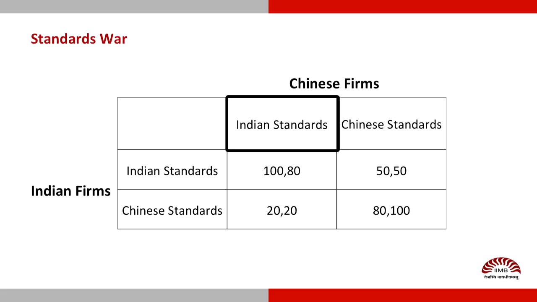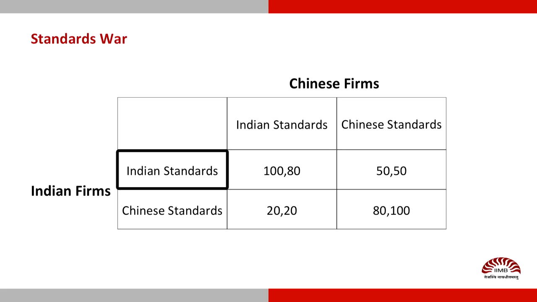What about both of them adopting Indian standards? Now, suppose the two sets of firms find themselves in a situation where they have adopted Indian standards. Would either set of firms want to move away from this particular situation? Let's check. Suppose the Chinese firms have adopted the Indian standards. What would the Indians want to do? They would like to be where they are with Indian standards. Suppose the Indian firms choose the Indian standard, and what would the Chinese like to do? Would they like to move away to the Chinese standard? No, in which case they would only make 50. So they would like to remain where they are, that is, in a situation where both sets of firms have chosen the Indian standards. So choosing the Indian standard by both Chinese and Indian firms is a Nash equilibrium.